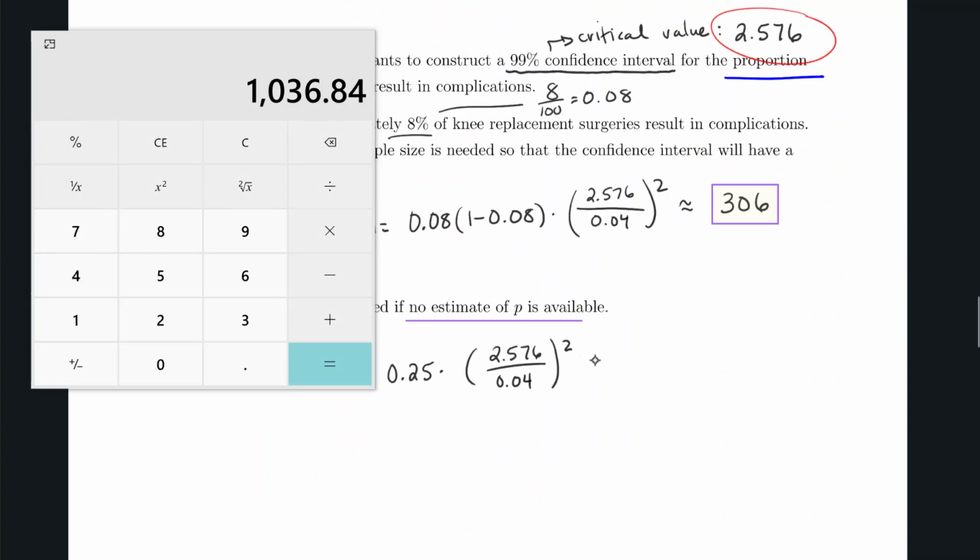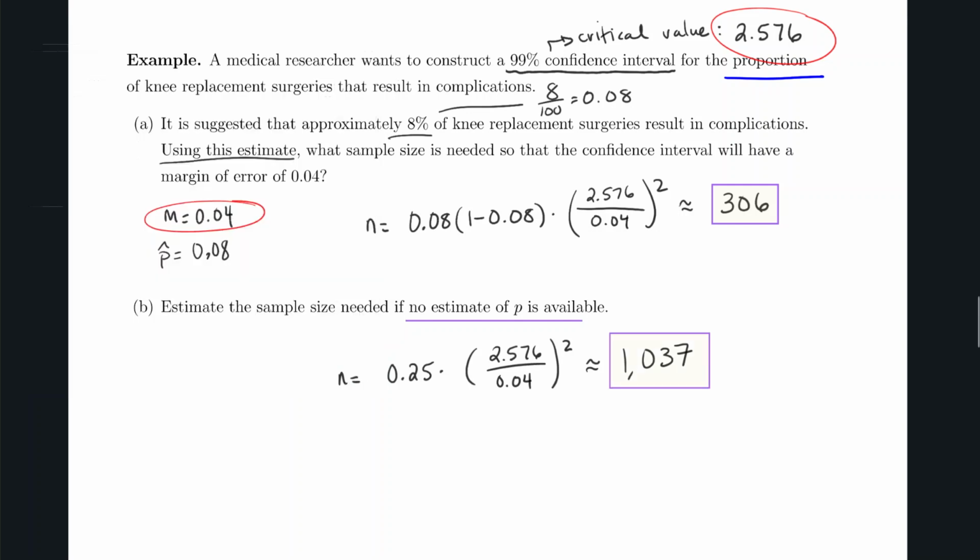Typing this into the calculator, we get this. Rounding to the next integer, we get 1,037. That should be our minimum sample size.